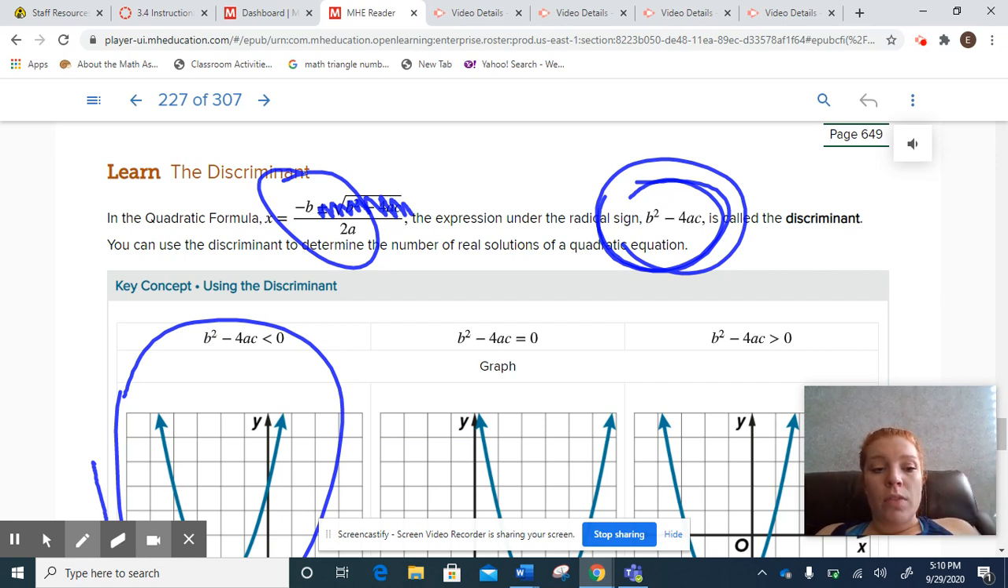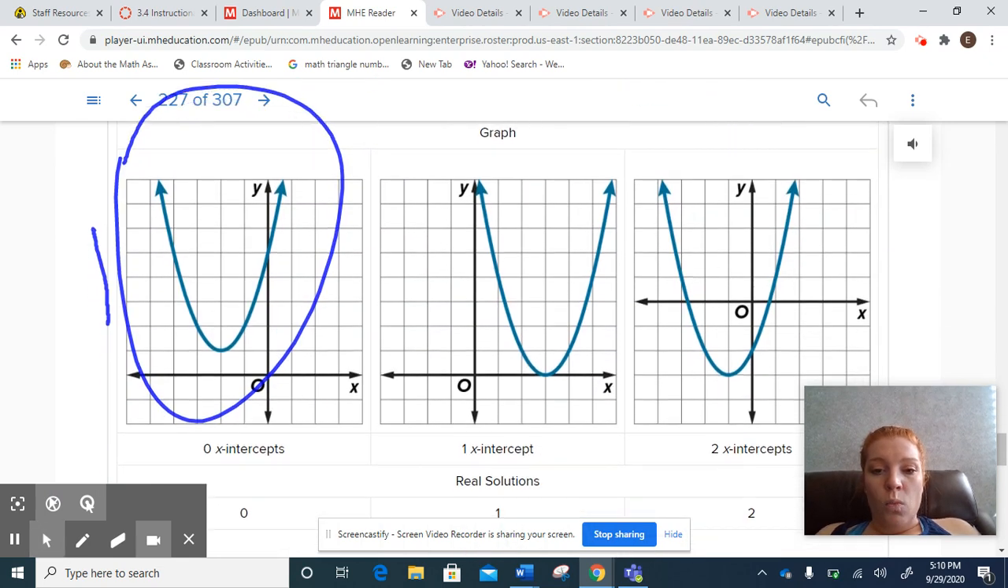Okay? That's where you get the double root. That's where your graph hits one time. That's this middle one here.